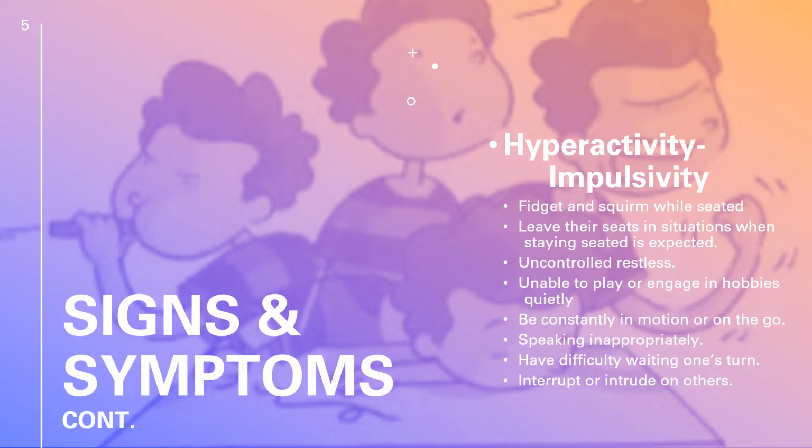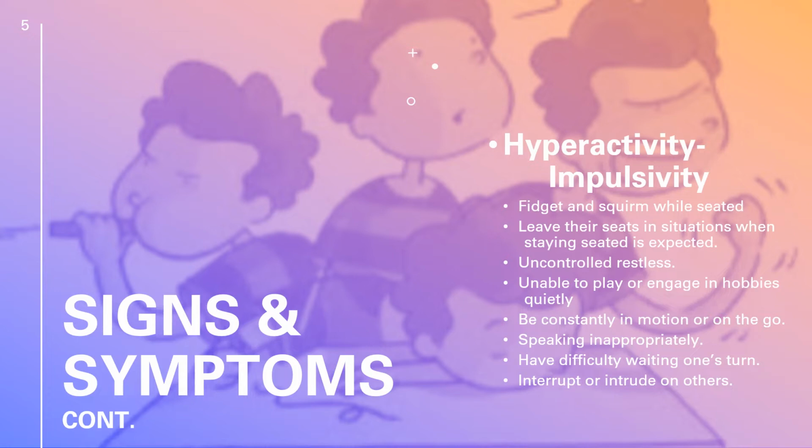Hyperactive and impulsive symptoms present as fidgeting and squirming excessively while seated, leaving seats in situations where staying seated is expected, such as in a classroom or in the office. To run, dash around, or climb at inappropriate times. In teens and adults, it's commonly presented as frequent restlessness. Unable to play or engage in hobbies quietly.